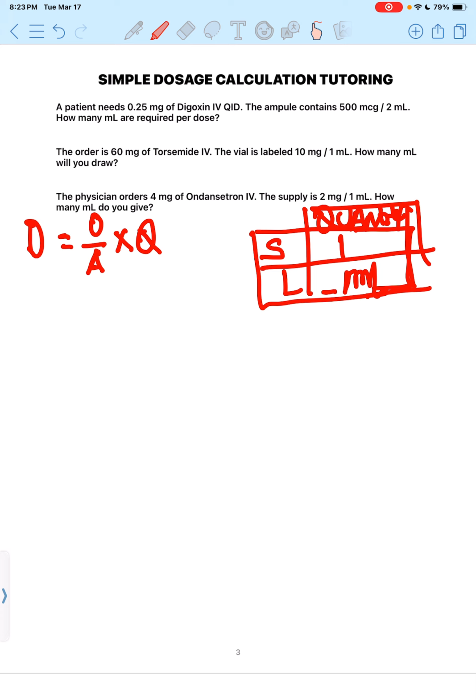So let's look at one of the examples. But before we get there, I want to remind you quickly that this order and available have to belong to the same family. They have to have the same unit. So if the doctor prescribes something in milligrams, your available must be in milligrams. If the doctor prescribes something in grams, you want your available to be in grams as well. Or you can convert the order to match whatever unit you have in your available.